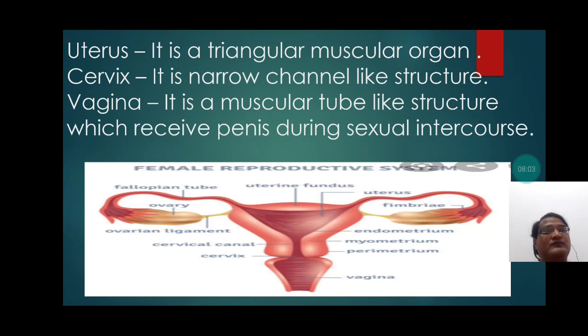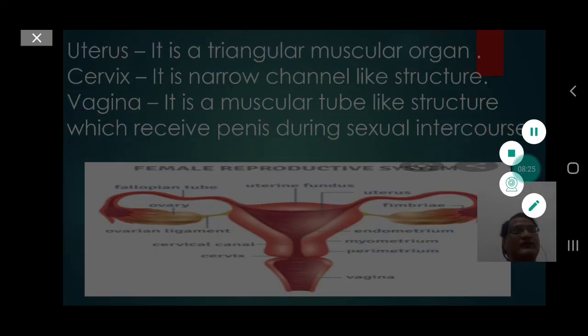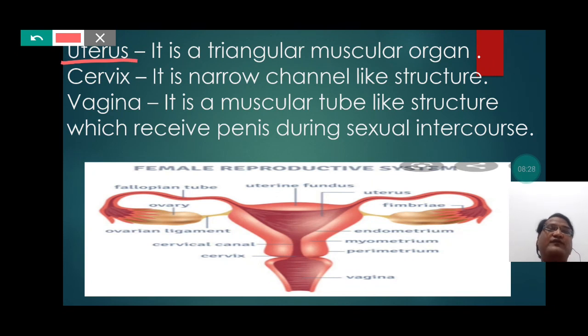Uterus. It is a triangular muscular organ. Cervix. It is a narrow channel-like structure. Vagina. It is a muscular tube-like structure which receives penis during sexual intercourse. So students, uterus, which is one of the most important parts of the female reproductive system, actually appears like a triangular muscular organ.